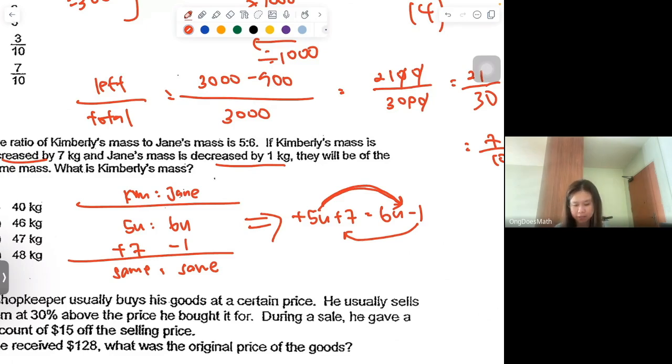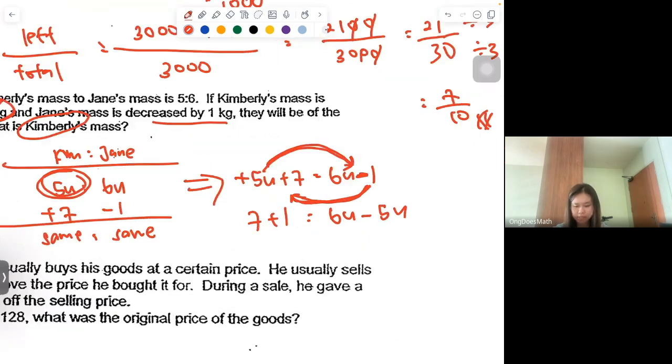So you'll be minus. So right hand side will be 6 units minus 5 units. For the constant, since here is minus, when you shift over, it should become plus. So it'll be 7 plus 1. 7 plus 1 is 8. 6 units minus 5 units is 1 unit. So now we understand that 1 unit is 8.